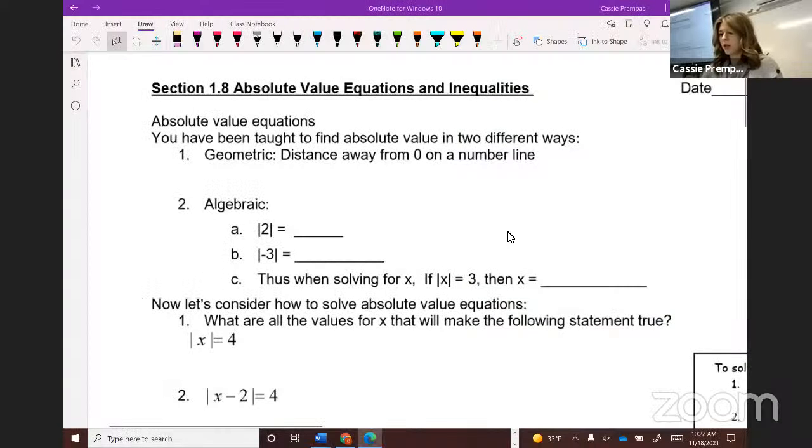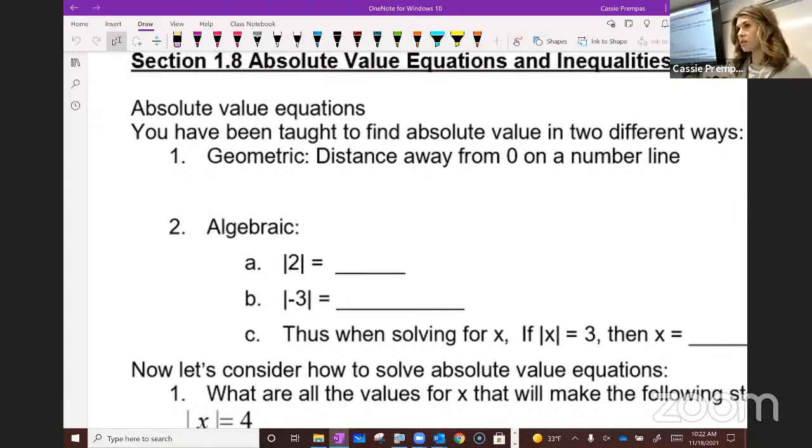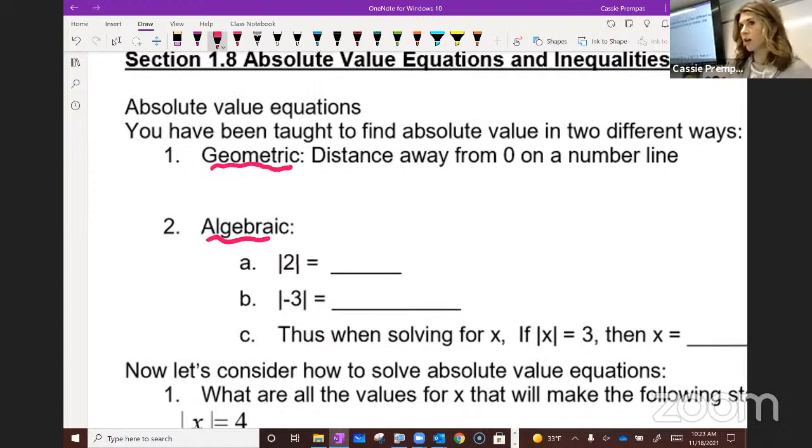Absolute value. Hopefully you learned about absolute value back in algebra 1 or maybe before. Maybe you even talked about it in geometry. Typically, when learning about absolute value, there's two different ways that it's taught: the geometric point of view and then the algebraic. If you understand both, today's lesson will be even easier to grasp. So let's take a look at the geometric definition.